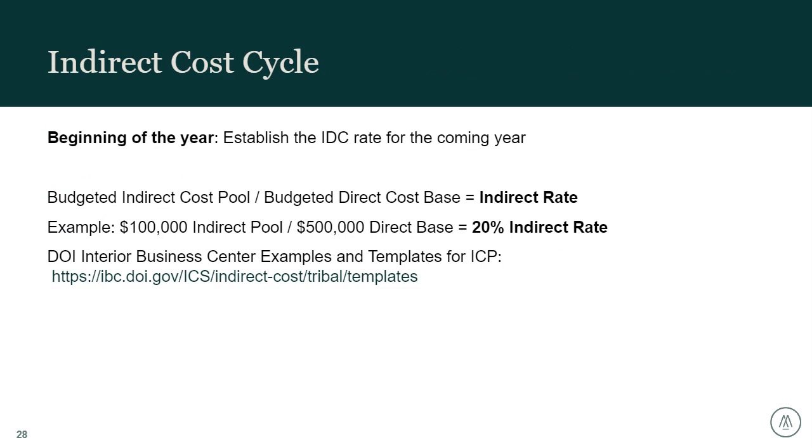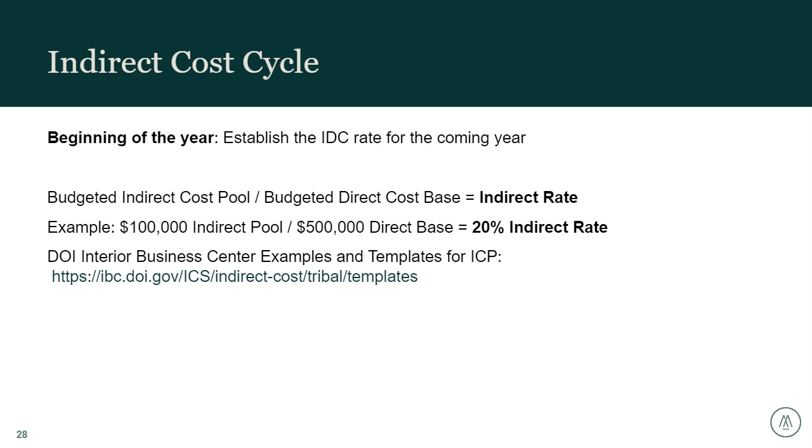What is the indirect cost cycle? At the beginning of the year, the indirect cost rate should be established for the coming year. As I mentioned, the indirect rate is calculated by dividing the budgeted indirect cost pool by the budgeted direct cost base. Let's look at an example where we have $100,000 of indirect pool and $500,000 direct base. Using those two balances, we would come up with an indirect rate of 20%.